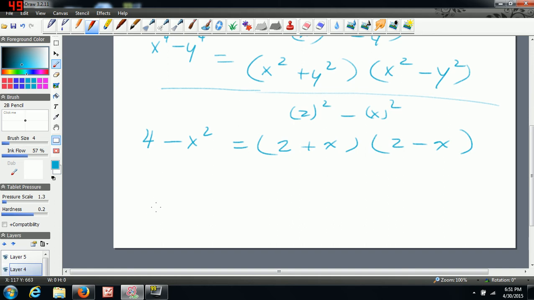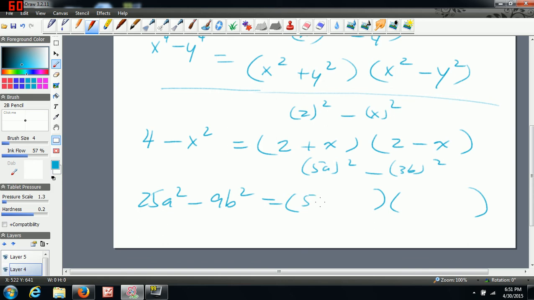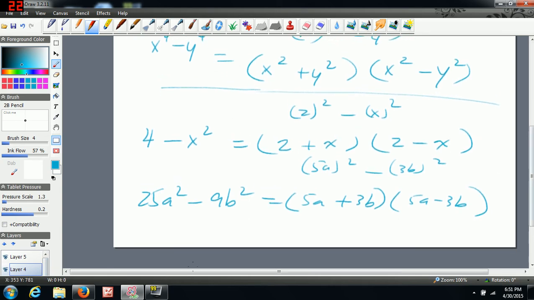Let's try one more. So you had 25a squared minus 9b squared. Again, you can write the answer right off the bat, or you can try to write them as squares first. And then when you do that, you can see clearer what it's going to be. So 5a minus 3b. Okay. That's another example. So I want to show you a few examples that look a little bit different.